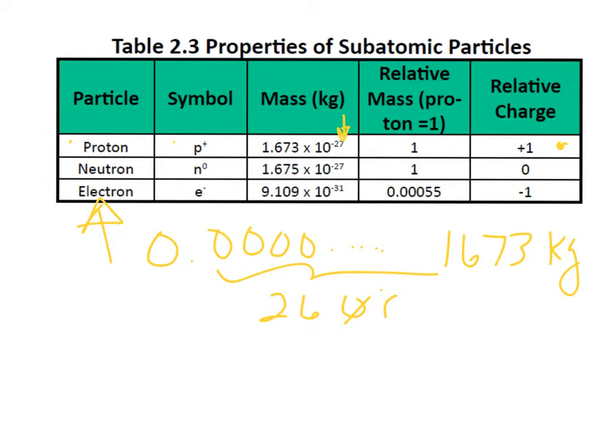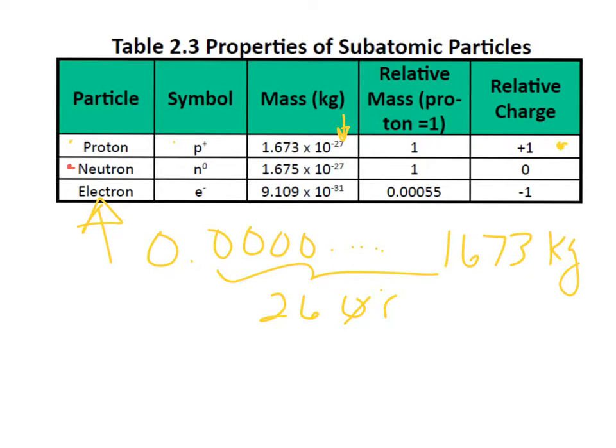If you wanted to know how many pounds that was so you could compare with your bathroom scale, then that would be the equivalent of about 4 times 10 to the minus 27 pounds. So really, really a tiny number. Then we can check our next subatomic particle. Let's look at neutrons next.